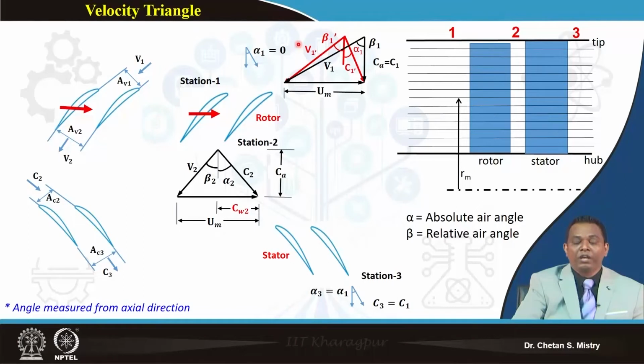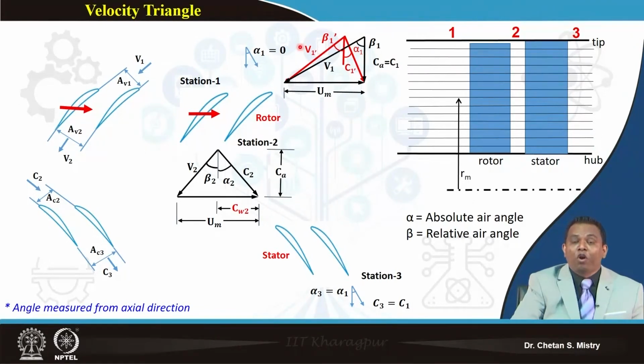Now in this case, the angle we are measuring with the axial direction, we write as beta 1 dash. That is also my blade angle, or airflow angle, or relative blade angle, or relative air angle. So you can see if my flow enters not in the axial direction but at some angle, my beta 1 angle is going to be reduced, and my relative velocity component is going to be reduced.